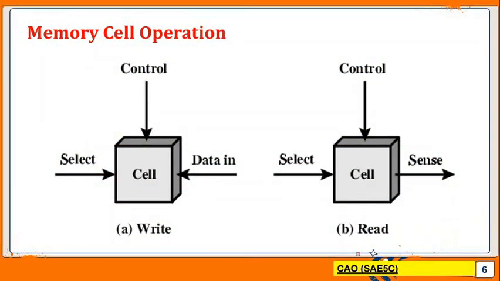Next, we will see about the memory chips that were fabricated in a RAM. We are going to see the structure and operation of that particular memory chip, or memory cell. A memory cell has two kinds of operations: one is read and the other is write. This is the operation of the memory cell.